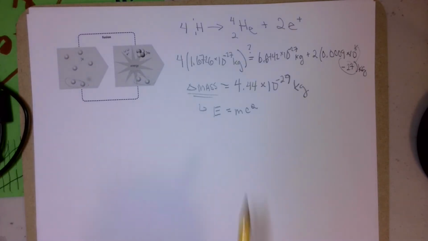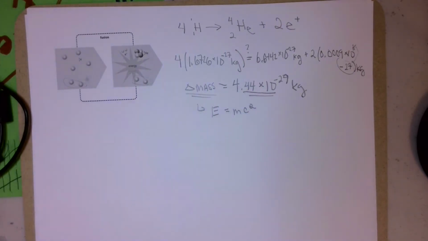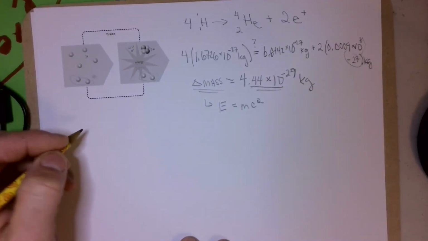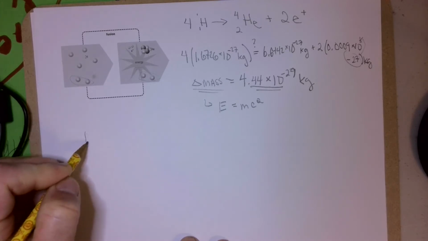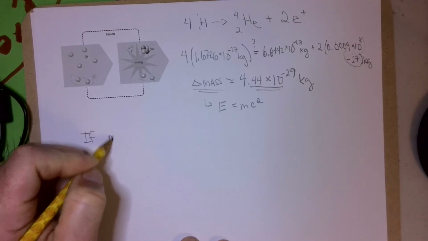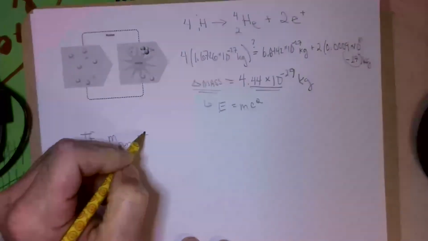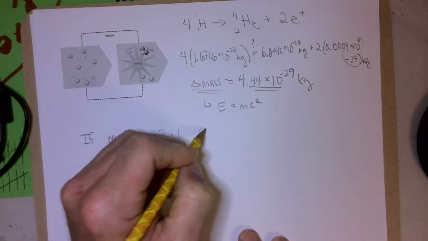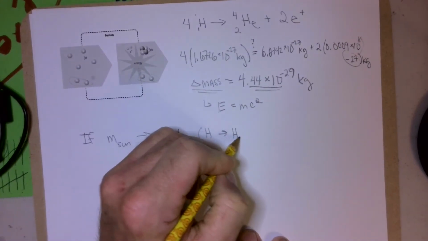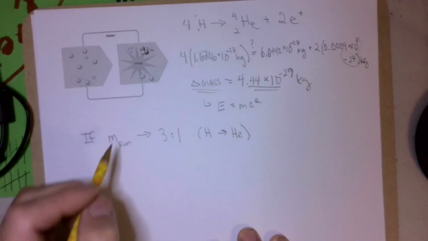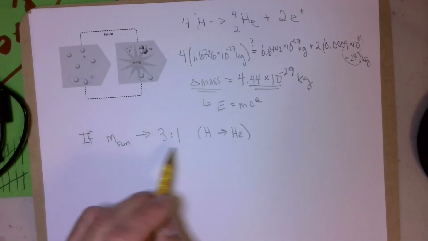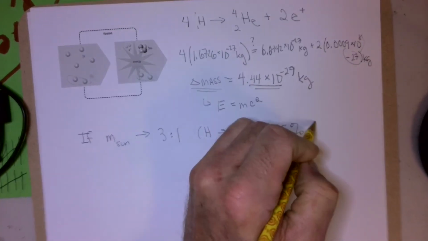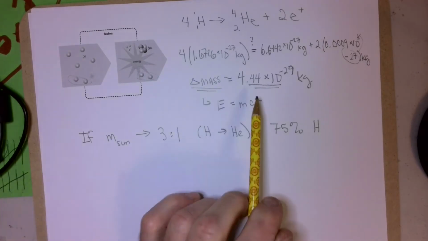To do that, we know that for each of these reactions, I'm going to have that mass imbalance. So I need to figure out basically how much hydrogen do I have in the sun. It gives us an estimate. It says that if the mass of the sun has the ratio of 3 to 1 of hydrogen to helium, what that means is, if we have 4 parts and 3 of them are hydrogen, then we have 75% of hydrogen available for this reaction.